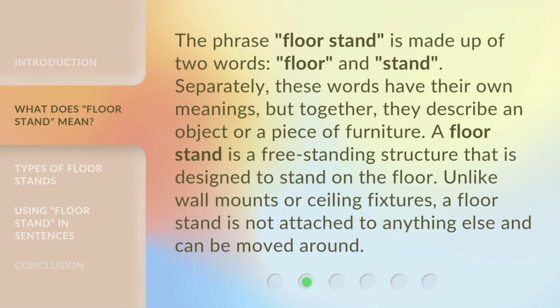The phrase, floor stand, is made up of two words, floor and stand. Separately, these words have their own meanings, but together, they describe an object or a piece of furniture. A floor stand is a freestanding structure that is designed to stand on the floor. Unlike wall mounts or ceiling fixtures, a floor stand is not attached to anything else and can be moved around.